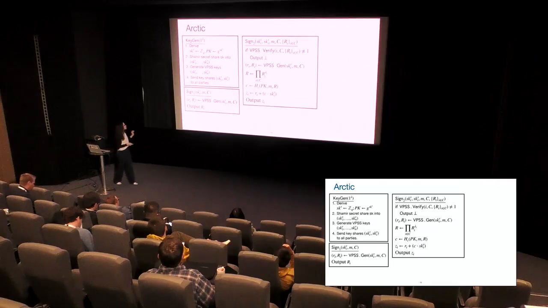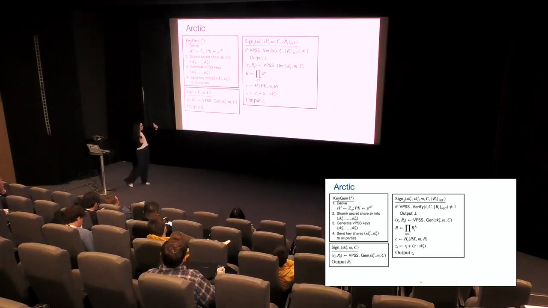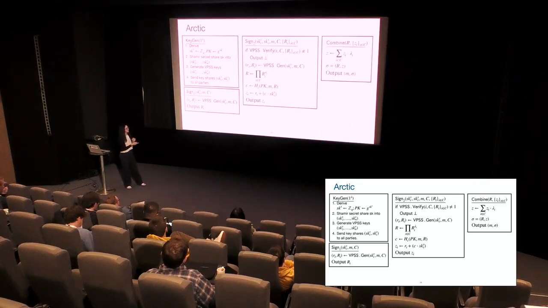For the second signing round, we verify that everyone has generated their commitment correctly. If they have, then we rederive the nonce and commitment. The group commitment is just the product of all the parties' commitments with the Lagrange coefficient. Then signing is very similar to other threshold Schnorr signature schemes, and we use a similar combine algorithm as well, where it's just a linear combination of all the signatures.